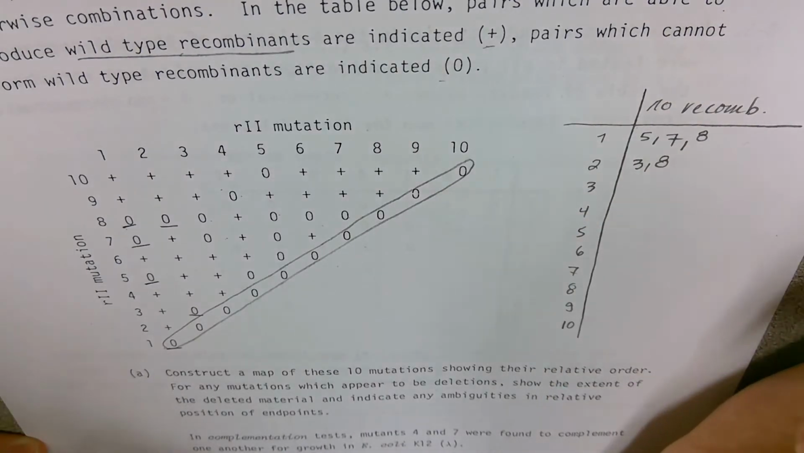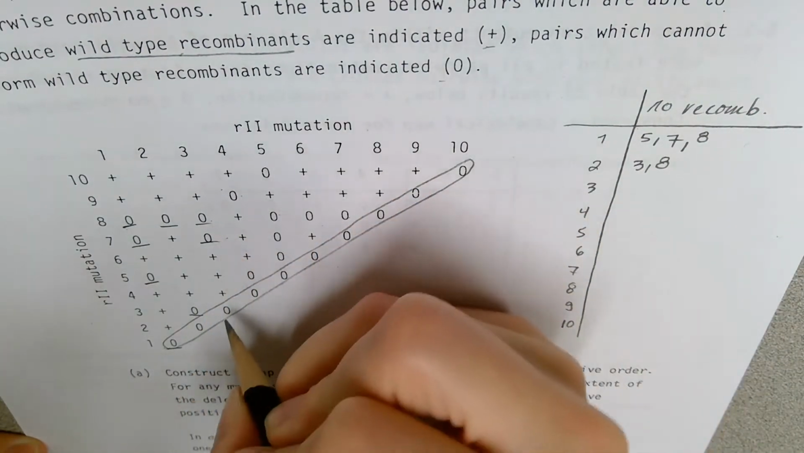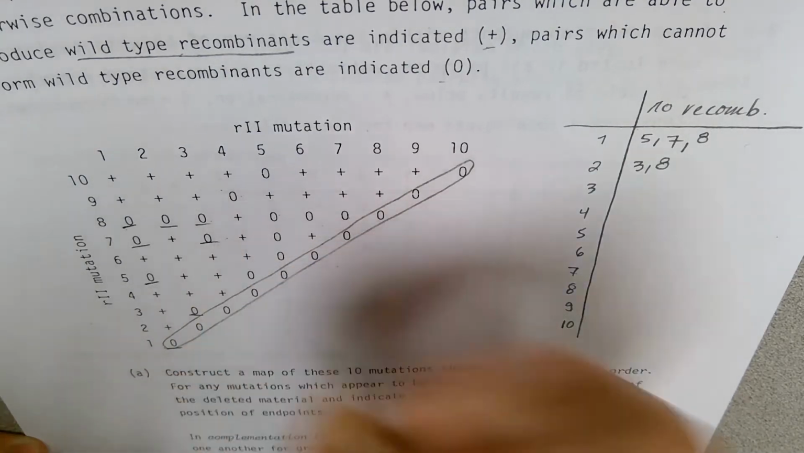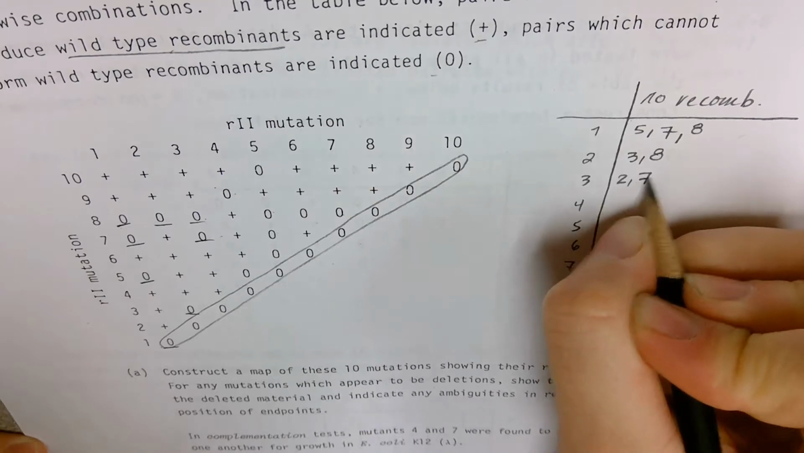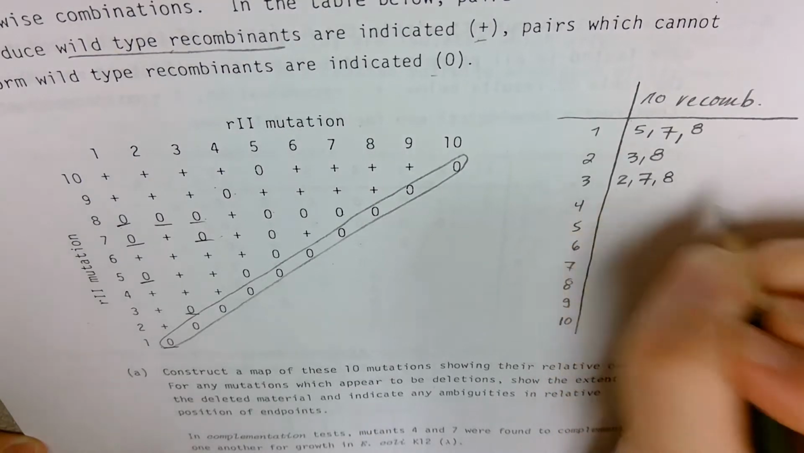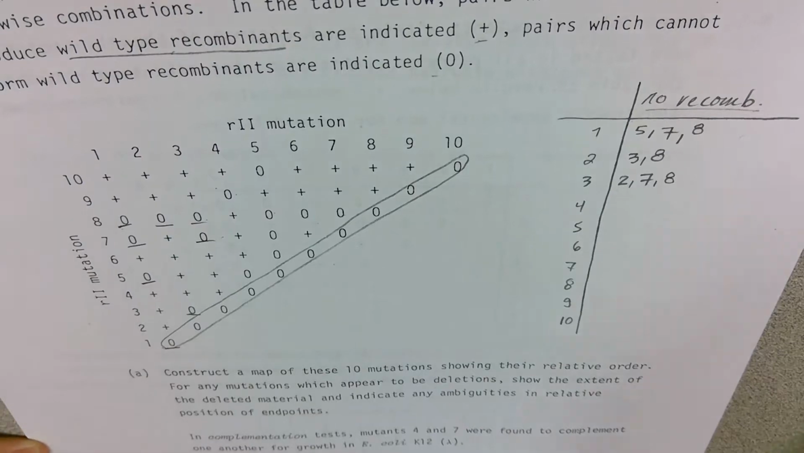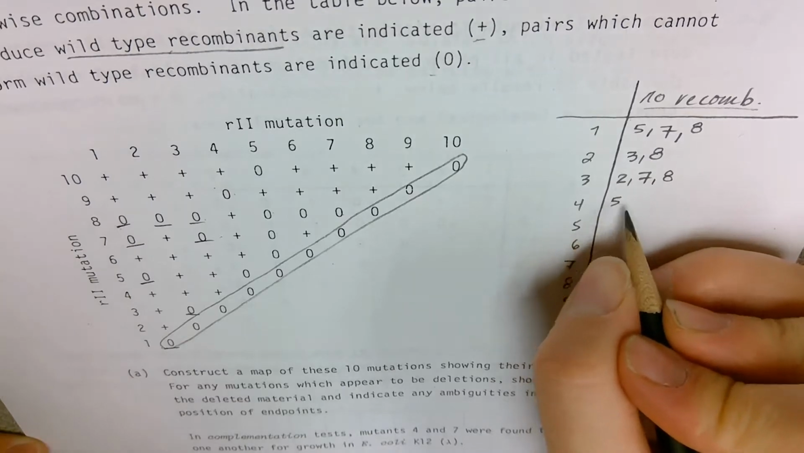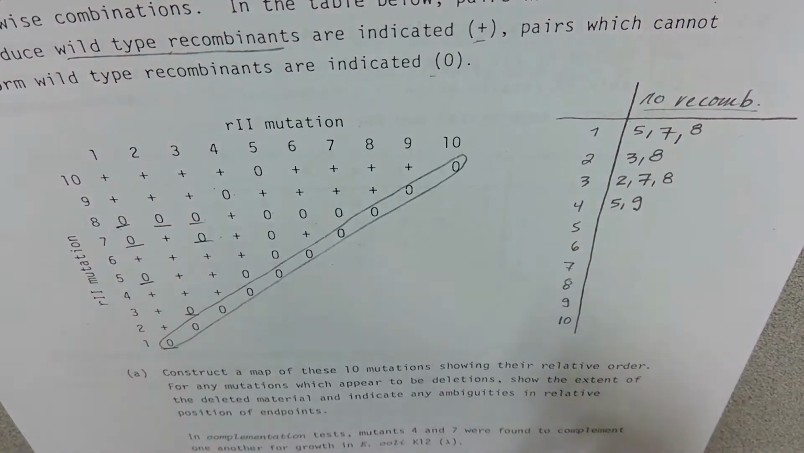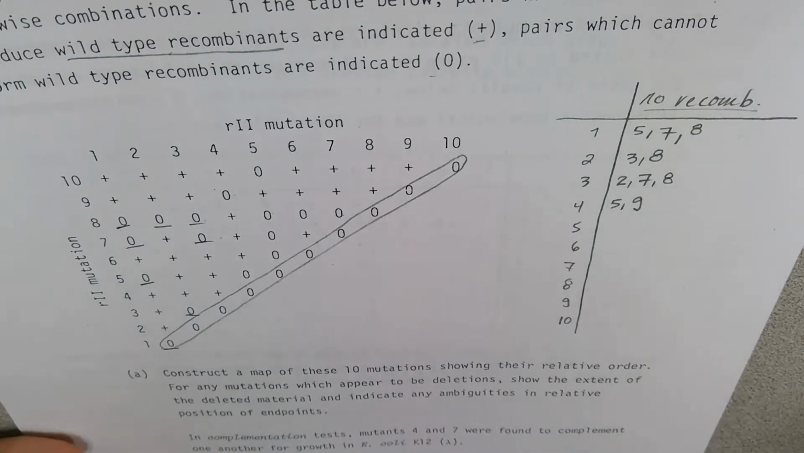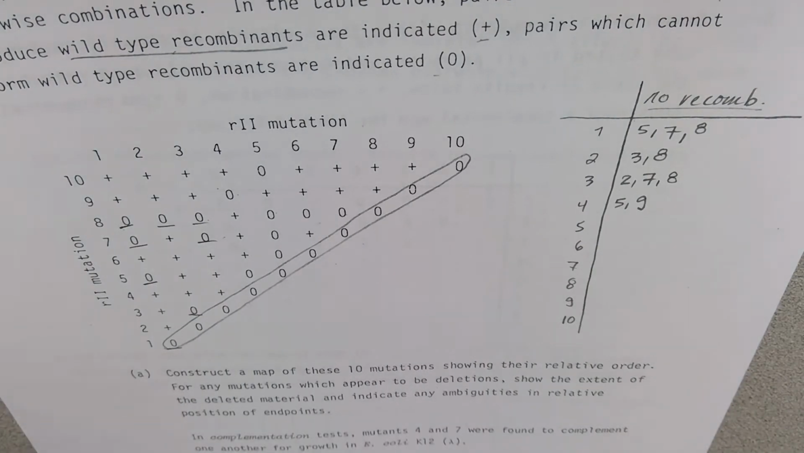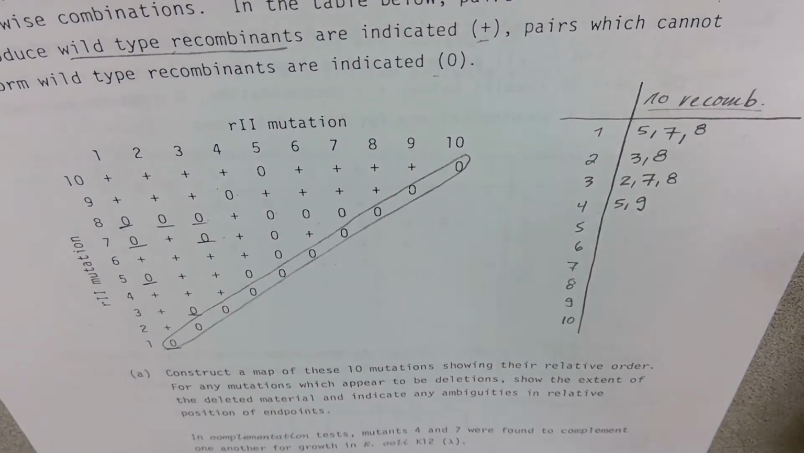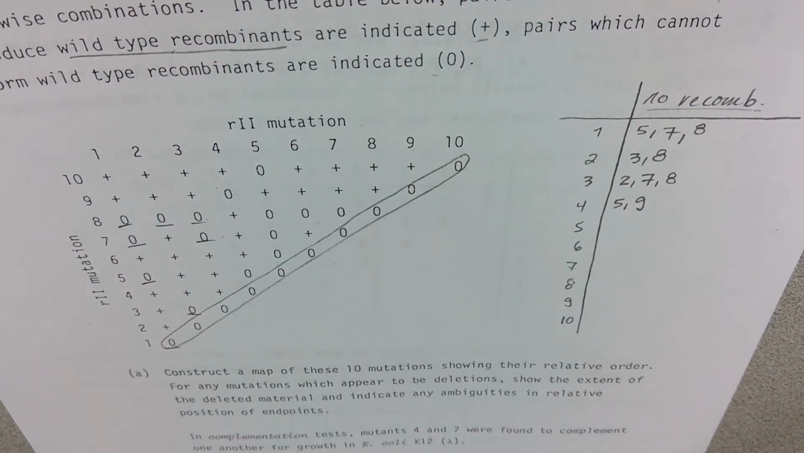Two is 3 and 8. 3 is 2, 7, and 8. So you're really just looking for zeros here, because remember, it's a chart of no recombination. 4 is 5 and 9. And essentially what this will tell you, when you're building your map, is what is going to be overlapping with what. So if two things cannot recombine to produce a wild type phenotype, or genotype, I guess, then they must have some sort of overlapping mutation.